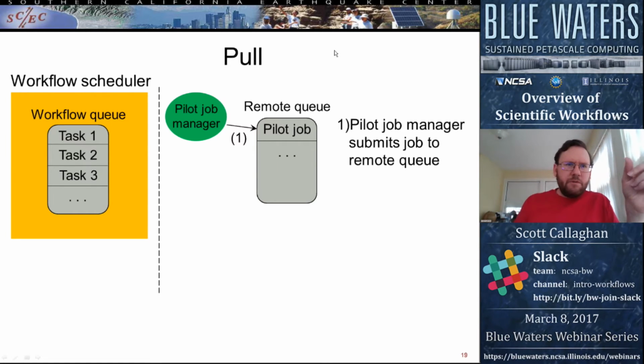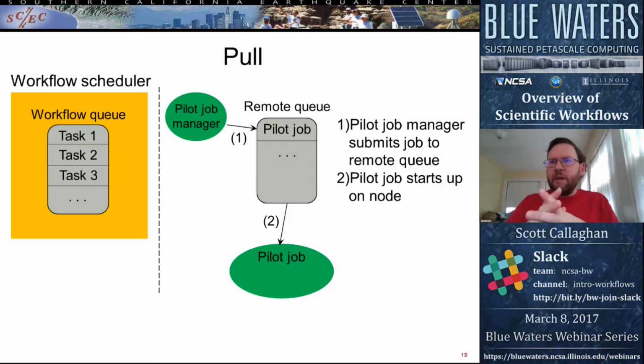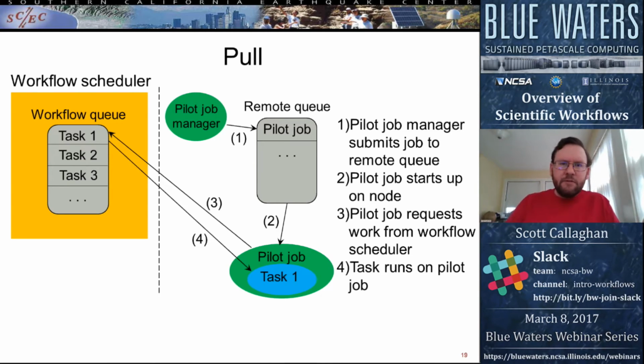Remember when we did push, we started here by submitting a task. Here, though, we start with a pilot job. And so the pilot job manager submits a job to the remote queue, and that job says, hey, I need nodes. So the pilot job starts up and runs, but it's not running any work yet, right? All that we've done here is we've grabbed a chunk of nodes and said, okay, we're ready to run. That job now calls back to the workflow scheduler and says, hey, do you have any work to be done? Scheduler says, I do actually. I have task 1. Task 1 would love to run on your nodes. So task 1 gets assigned to the pilot job. It runs and it finishes.